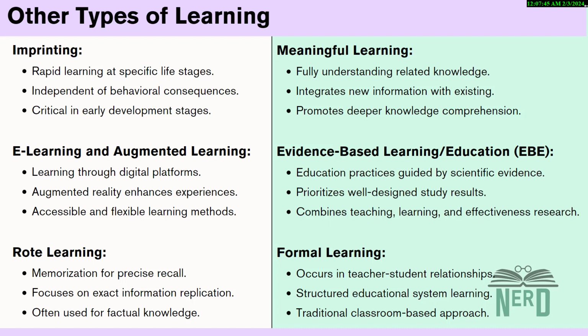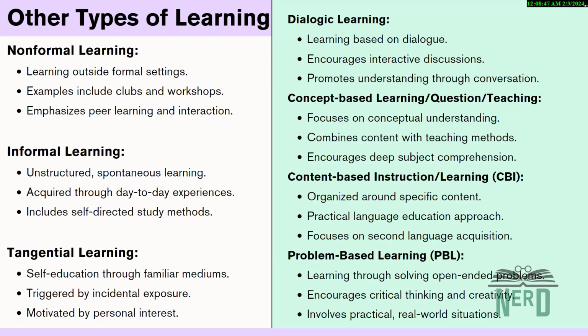Then we have formal learning. It happens in a structured environment like a school, with a teacher and a curriculum. Next, we're going to talk about non-formal learning. It's more like learning in clubs or workshops, where there's a structure but it's not part of the formal education system.